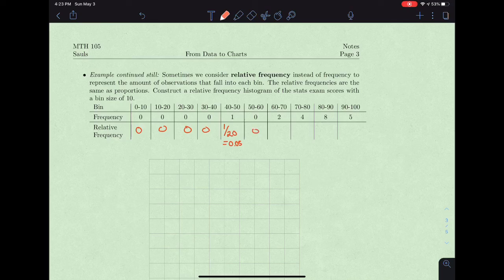The next one is also 0. 2 will be twice as much as 0.05, so 0.10. 4, twice as much as that. And 8, twice as much as that. But just to make sure, the calculation we're doing here is 8 divided by 20. And why are we doing 20? 20 is the total number of scores.